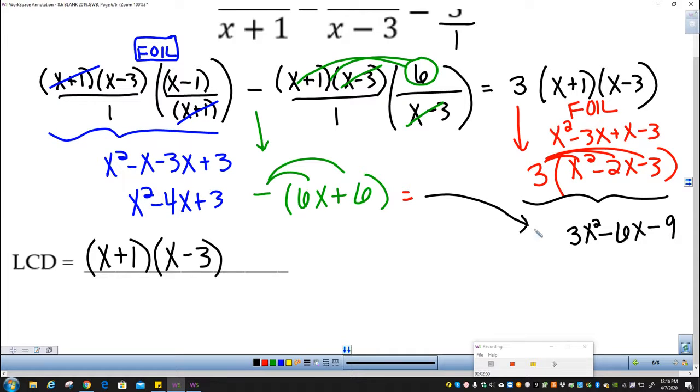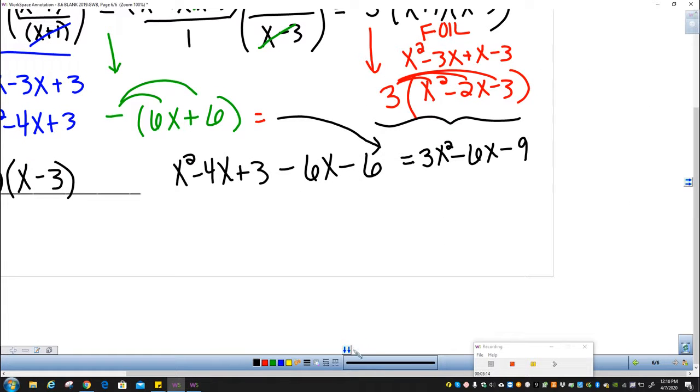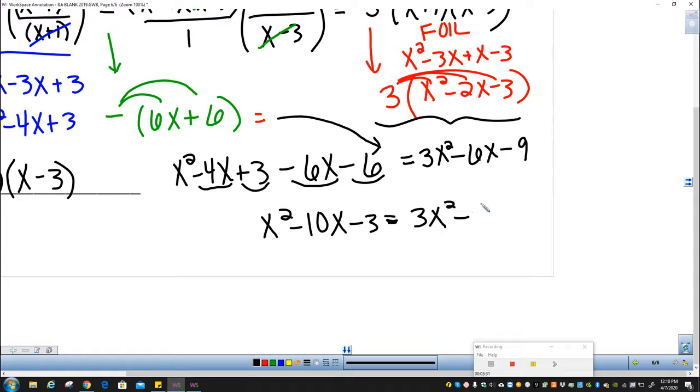I'm just going to move this equal sign over here so we can get things to fit. So rewriting the left-hand side, starting with x squared minus 4x plus 3, I'm going to go ahead and distribute that minus sign to make it minus 6x minus 6. Now we have a lot of simplifying to do. Let's combine like terms on the left side. So negative 4x minus 6x makes it negative 10x. Positive 3, negative 6 is negative 3. Now this one is quadratic because we have the x squared there.